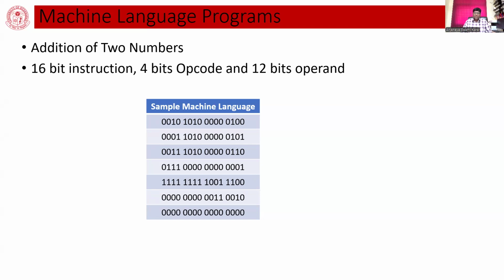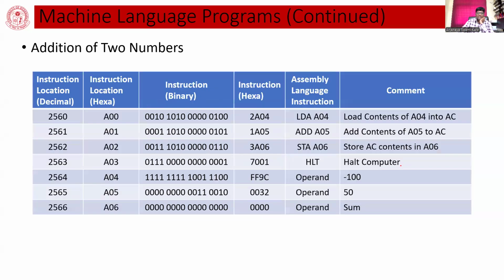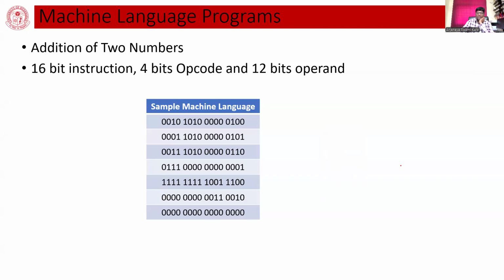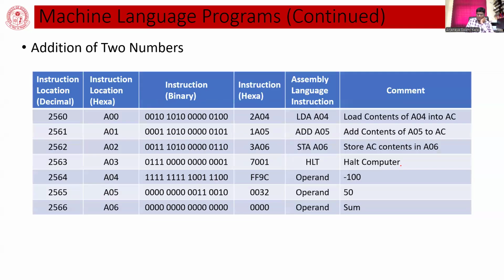In this given sample machine language program, the instruction size is 16 bits, and 4 bits are assigned for the operation code, and 12 bits are allocated for the operand. Let us try to decode what this program is trying to do.